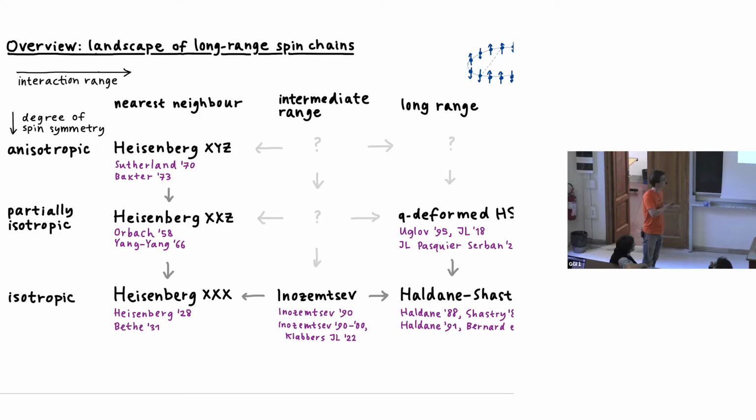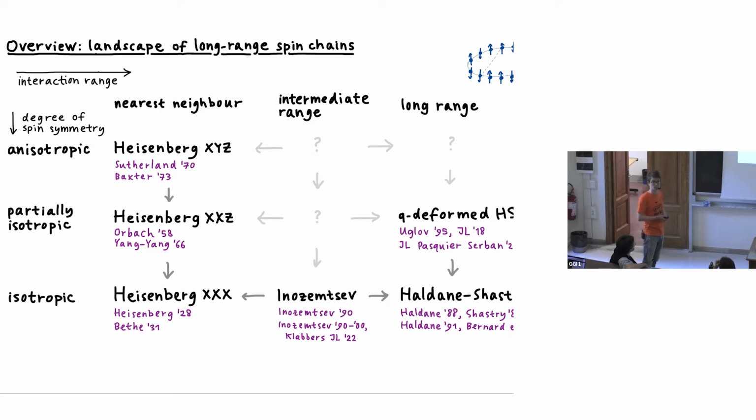Now, there's another axis here, which is the long-range axis. Here we're in the nearest neighbor area, but we can turn on long-range interactions, at least at the isotropic level. Then you can go from Heisenberg via what's called the Inozemtsev spin chain, which I will introduce, to another fairly well-known spin chain, the Haldane-Shastry model. This also comes with an XXZ-like version, the q-deformed Haldane-Shastry model. And there are notably some empty spots in this map.